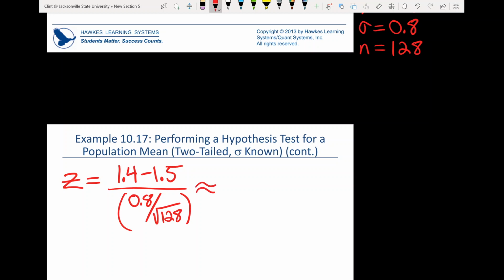If we punch that in our calculator, I would do 1.4 minus 1.5, hit equal, and then divided by parenthesis 0.8 divided by square root 128, close parenthesis. Here we're at the z, so we're going to round it to two decimal places, so that will round to negative 1.41. Okay. Negative 1.41.